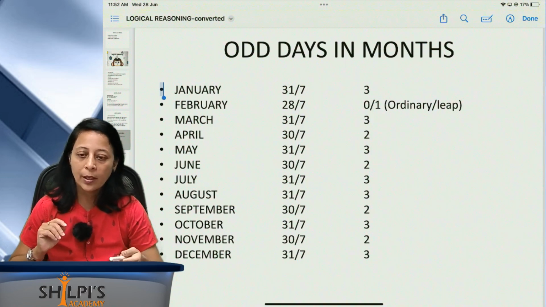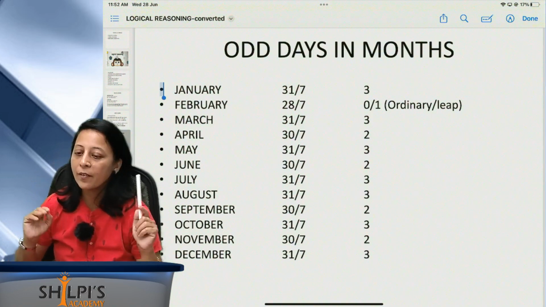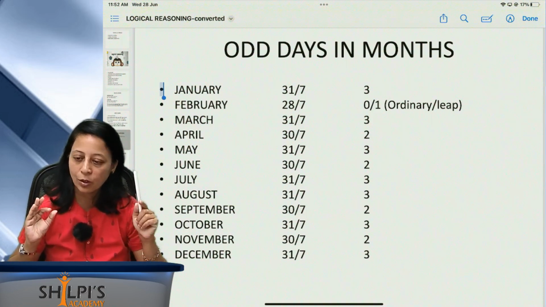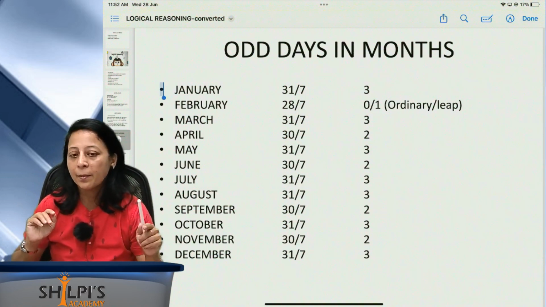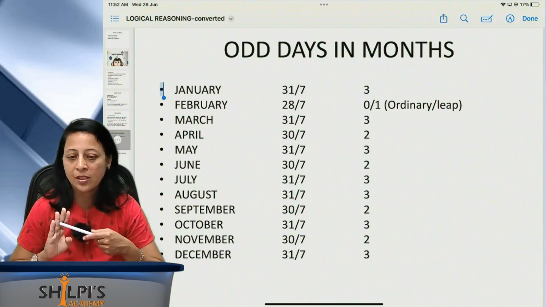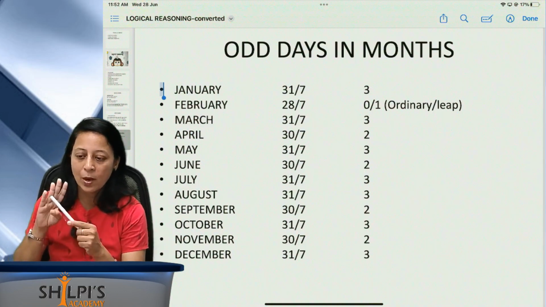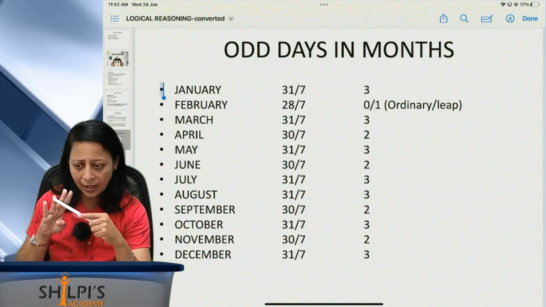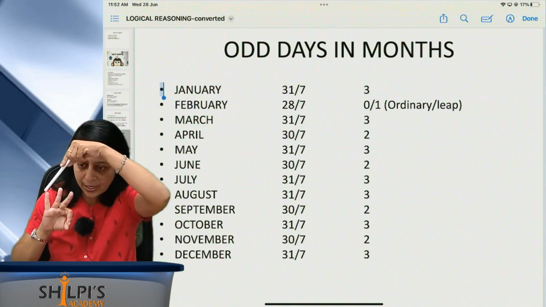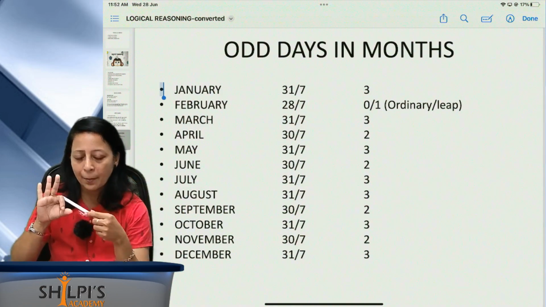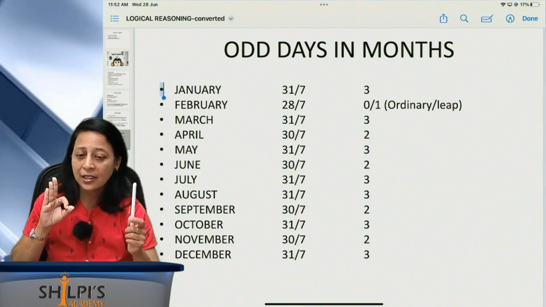So the month of January has, as everyone knows, 31 days. 31 divided by 7, you will be left with 3 days, because the last number divisible by 7 is 28. So 29, 30, 31. You have 3 remainders, which will be considered as 3 odd days.